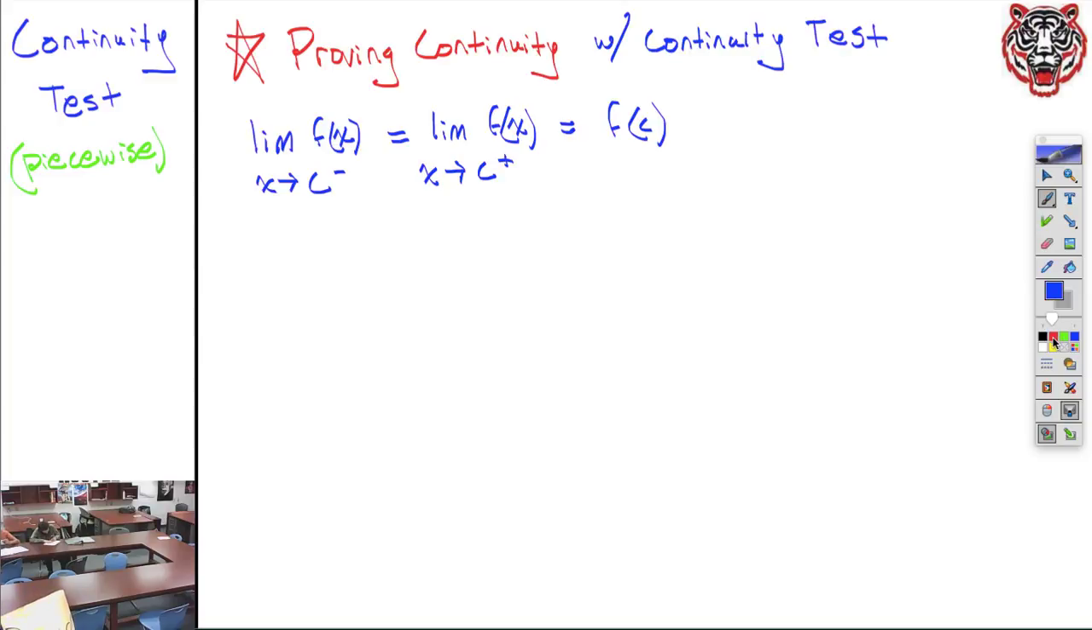So down below here in green, I'm going to write this a new way. So left limit equals right limit equals height at the point.